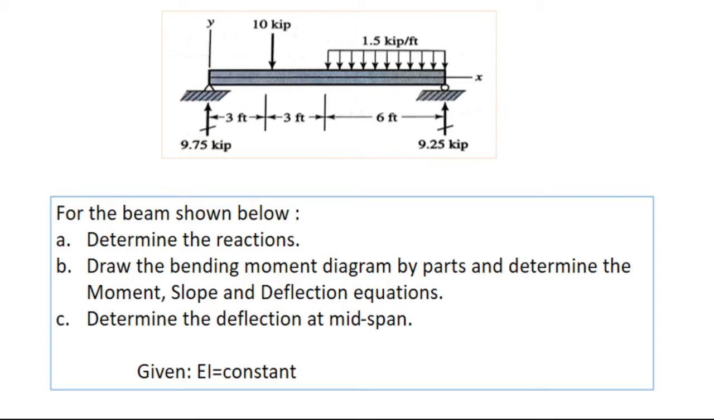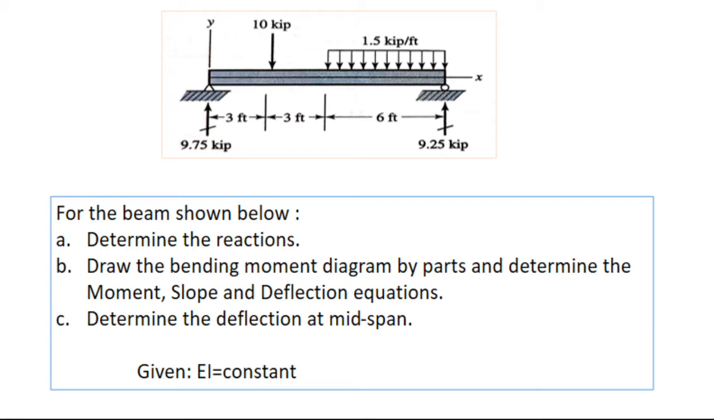Let's see one example of how to apply this method. In this example, you can see one simple supported beam. It is subjected to two types of loading: one is a point load, and the other is a uniformly distributed load. For this beam, first you have to calculate the reaction. Number two, you have to draw the bending moment diagram by parts, then determine the moment, slope, and deflection equations. Then you have to find the deflection at mid-span of the beam.